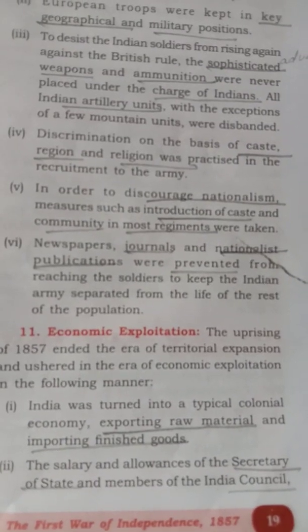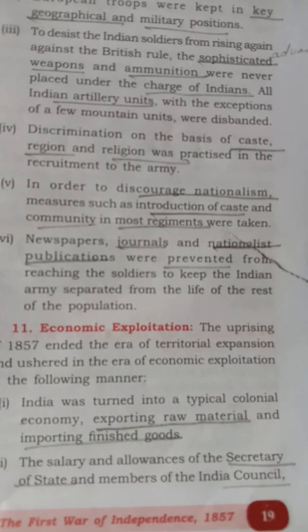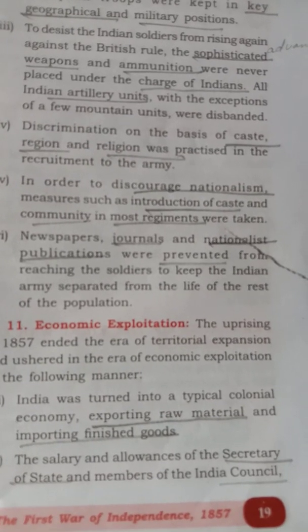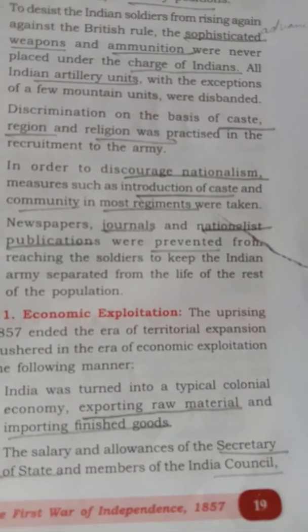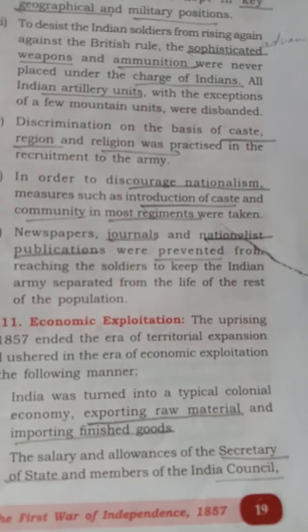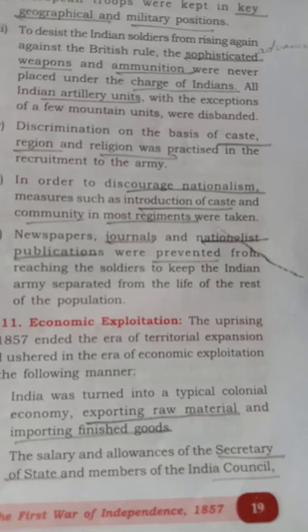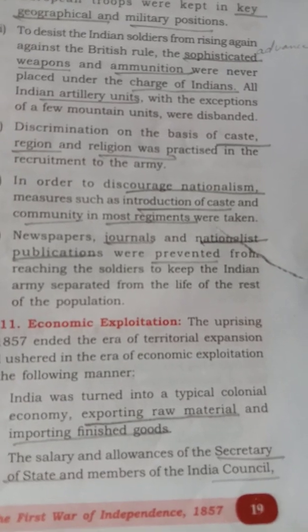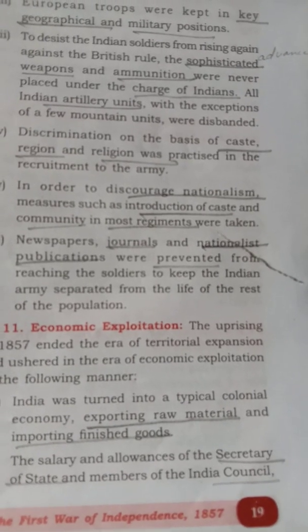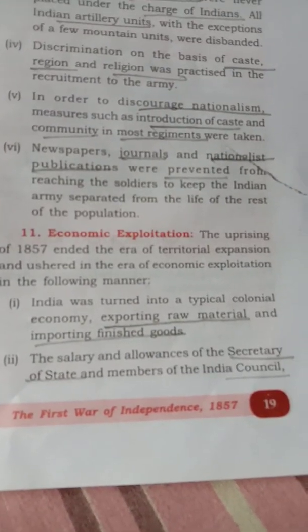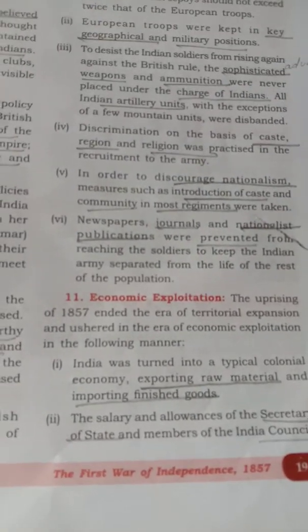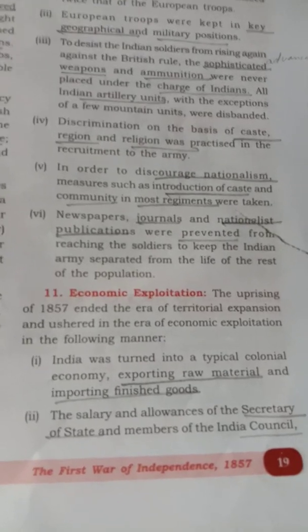Now next one, 6. The newspapers, journals and the nationalist publications were prevented. These all were stopped, so that Indian newspapers may not write any wrong things against the British. That was the main thing done against the Indian soldiers.